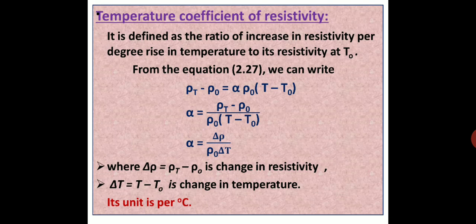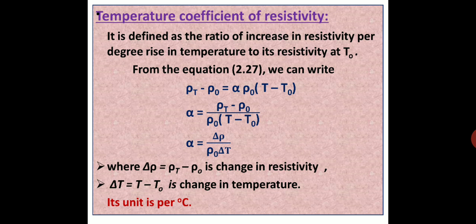Next topic is temperature coefficient of resistivity. It is defined as the ratio of increase in resistivity per degree rise in temperature to its resistivity at T naught. From the equation 2.27, rho t minus rho naught equal to alpha into rho naught into t minus t naught.